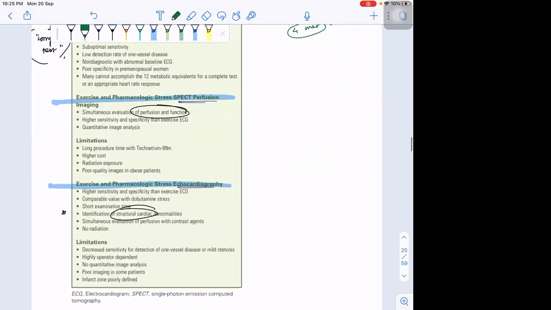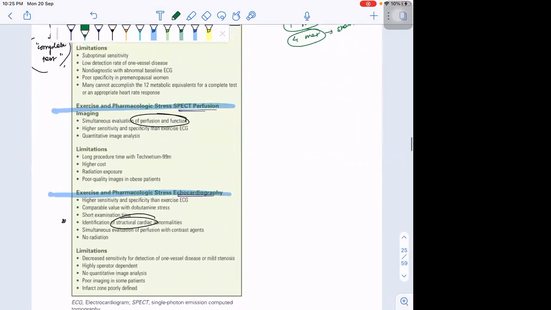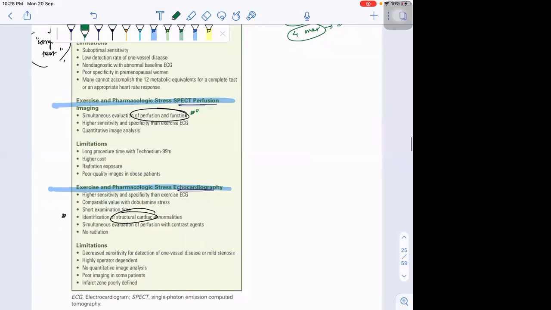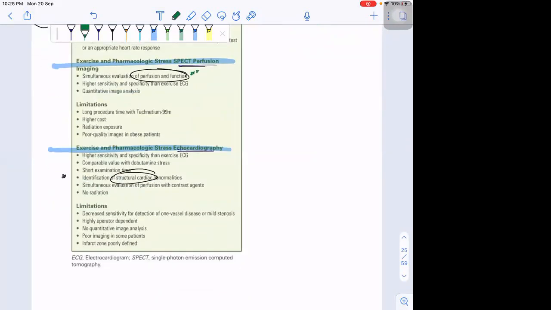So then another test is exercise and pharmacological spectral perfusion imaging. It is very good for simultaneous evaluation of perfusion and function. Both function and perfusion it will show, and it has higher sensitivity than the exercise test. But its limitations are that it is a long procedure, its cost is very high, and the radiation exposure will be there.